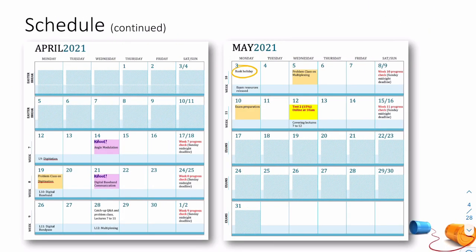There's been a slight alteration to the schedule. The 3rd of May is a bank holiday, so that means there are no classes on that day. I've moved the problem class that was planned for that day to the Wednesday, and I've moved the Wednesday problem class to the following Monday. So this bit has changed in your schedule. Just make a note that the 3rd of May is a bank holiday, so we're not having a problem class on the 3rd of May.